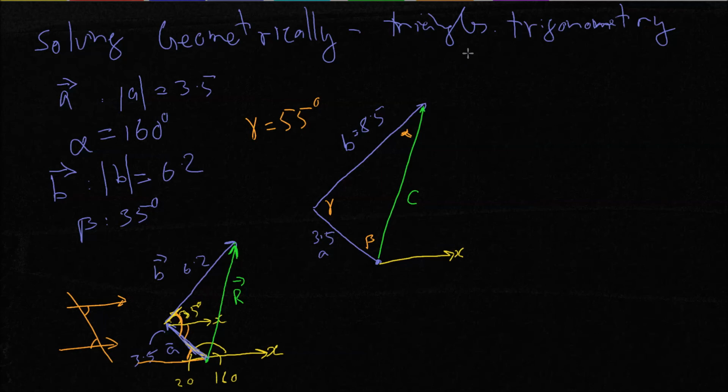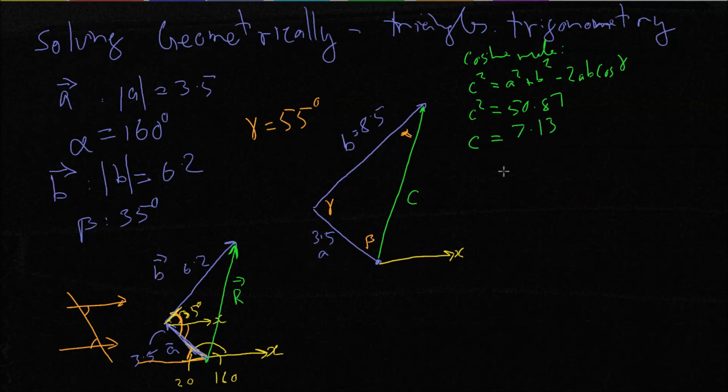So let's write our cosine rule up here. And that tells us c squared is equal to a squared plus b squared minus 2ab cosine gamma, the cosine of the angle between the two sides. Now this is all basic trigonometry, so I won't go through all the steps of this, but what you end up with is that c squared is approximately 50.87, and that tells us that c is about 7.13. So now we have our magnitude of c.